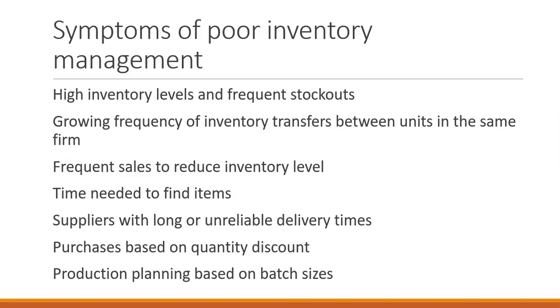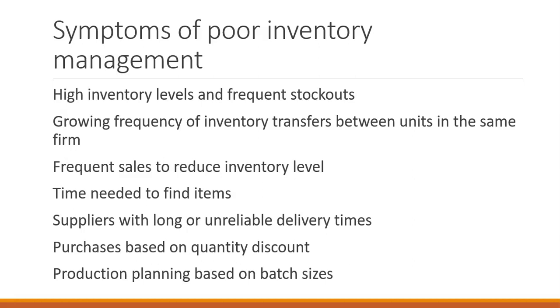We make purchases based on quantity discount. So if we only need 5 of an item, we shouldn't order 20 just to get a discount. Same thing, if we need 500 of something, we shouldn't order 1,000 just to get the discount. Purchases based on quantity discount then help facilitate those high inventory levels, which forces us to have frequent sales to reduce inventory levels.